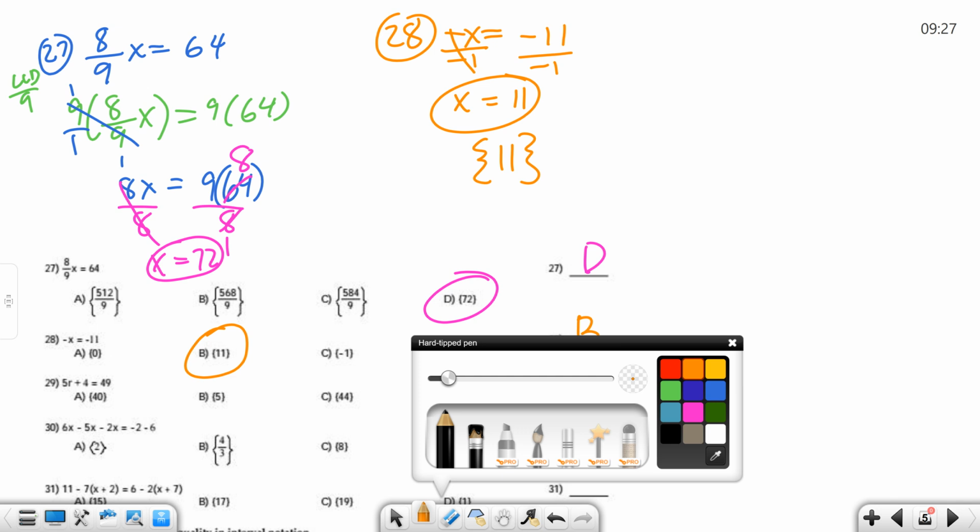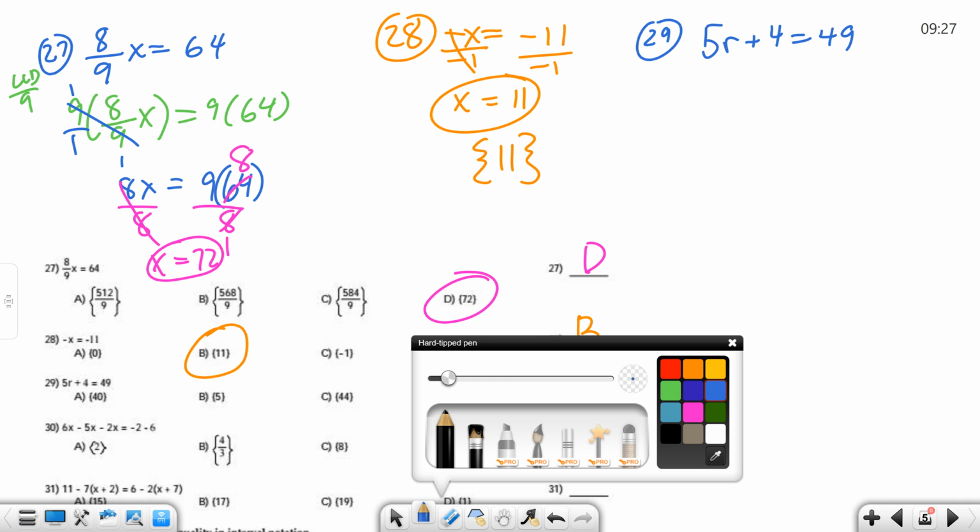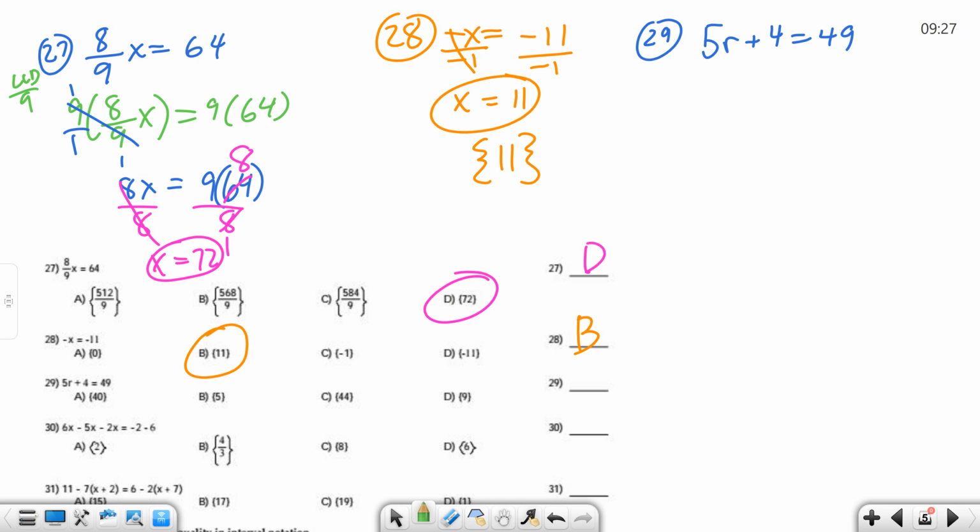I just realized when I changed it, it's hard to see number 31, but we can still answer it. So 29 is going to be 5r plus 4 equals 49. We always undo addition and subtraction before we undo multiplication and division when we're solving an equation.